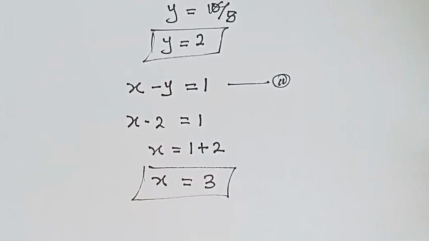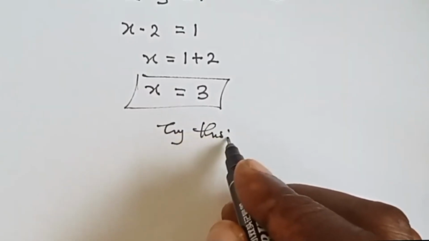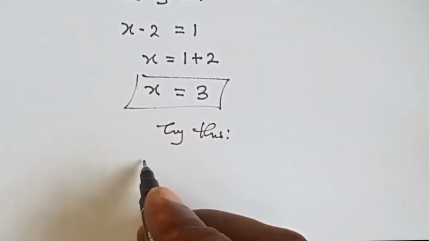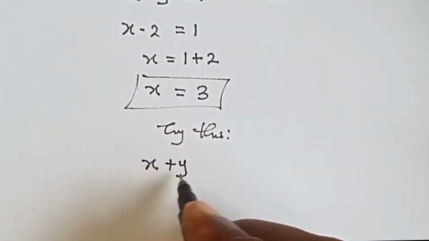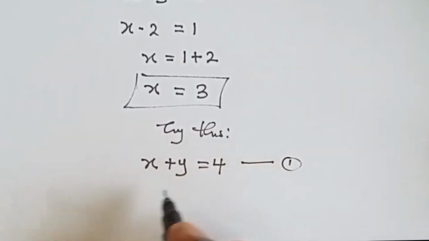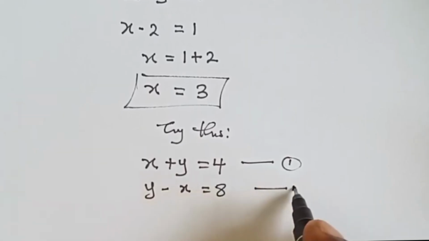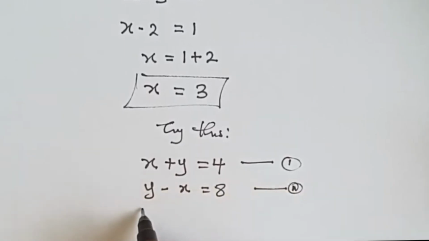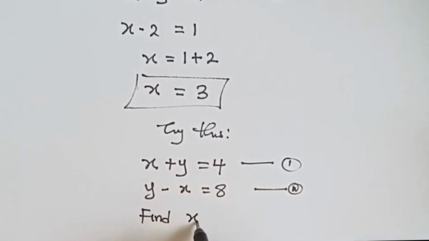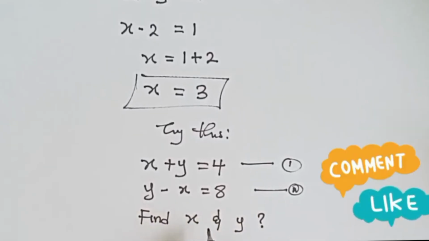Okay, guys, so let's try this. Solve simultaneously. x plus y equals 4, equation 1, and y minus x equals 8, equation 2. Find x and y.